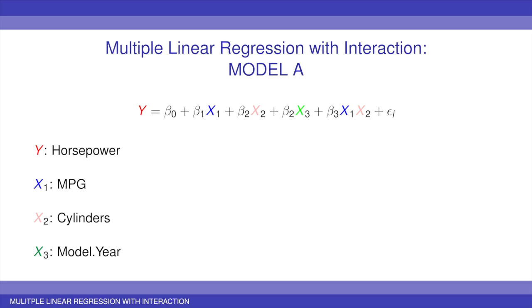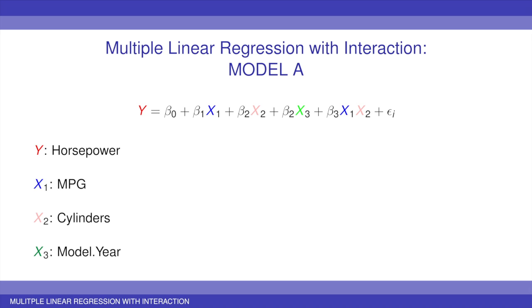We chose cylinders because it is a factor that also affects horsepower. The more cylinders a vehicle has, the more horsepower it has. The fewer cylinders, the less horsepower. Model year was also selected to see whether newer cars may have greater horsepower than older ones. This last term represents our interaction term.